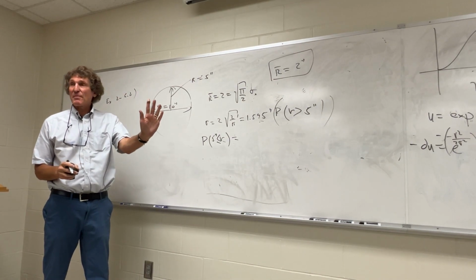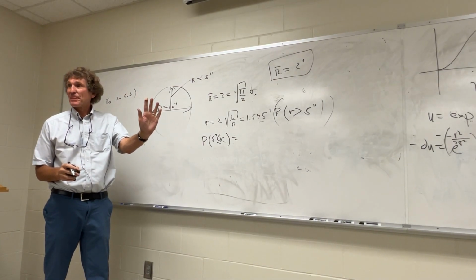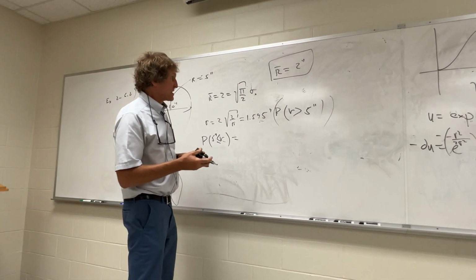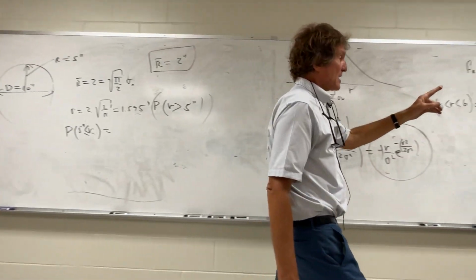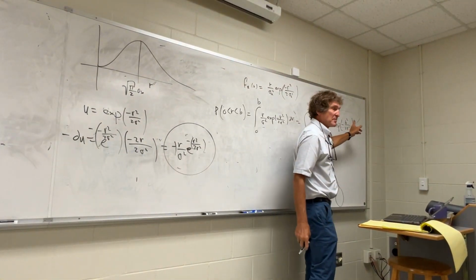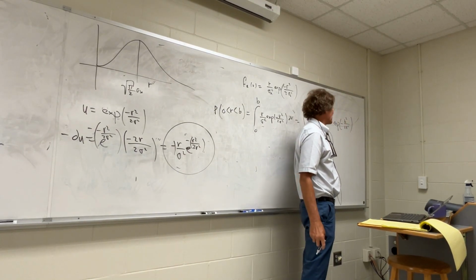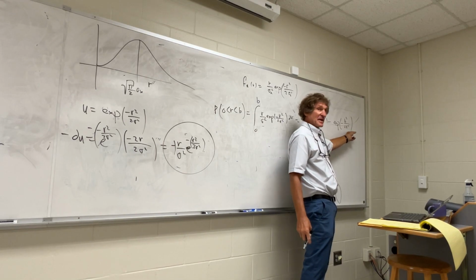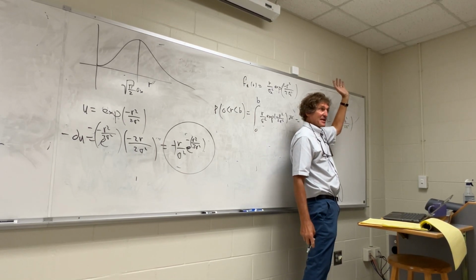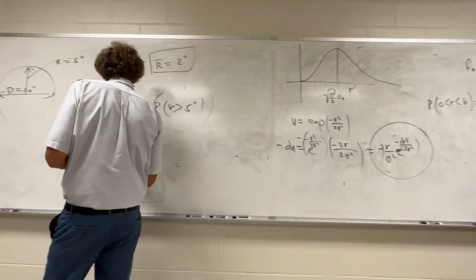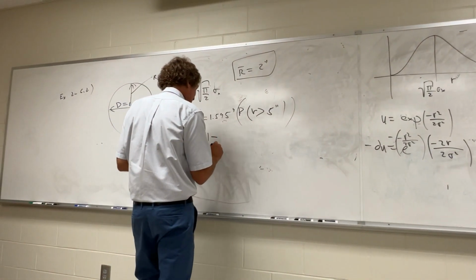Wouldn't it be 1 minus the probability it's less than 5? Can you all see this? See, this right here is the probability it's between 0 and b. If we want the probability it's greater than b, it would be 1 minus this. Can you all see it's just the exponential there? I'll write it down for you.